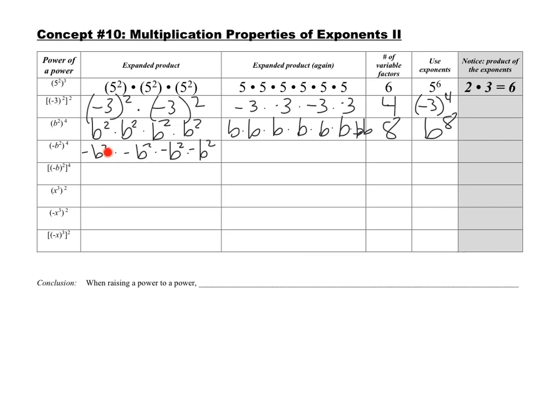All right, so now let's be careful here. That 2 is only attached to the b. Remember from yesterday, that negative sign out there is going to act like a -1. So we're going to treat this like it's a -1 times b, and that's how we break up each one of these.